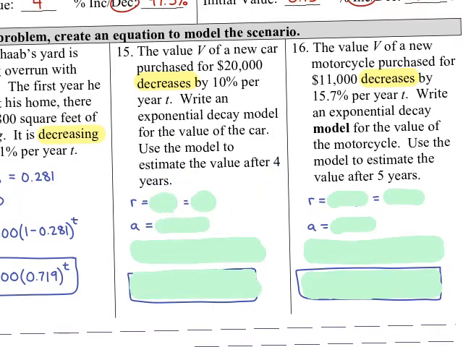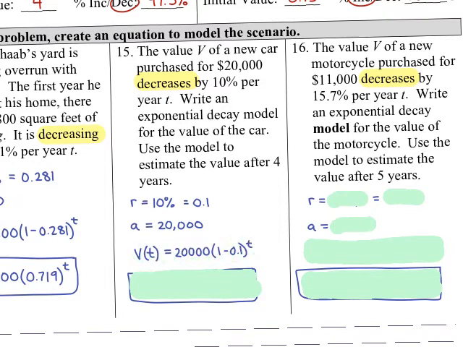Okay, so that's the whole reason we're making these models, is so we can predict the future. It's pretty cool. So let's see. Did they give us a percentage? Yeah, they sure did. They gave us 10%. So we are going to use 10% for the R value, the percent decrease, and in decimal form that is 0.1. What's the starting value of the car? That is $20,000. So our A value is going to be 20,000. So we just go ahead and plug that in. Okay, and then we do the math. 1 minus 0.1 is 0.9.